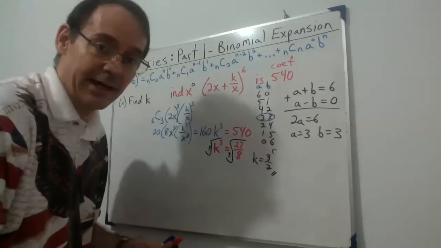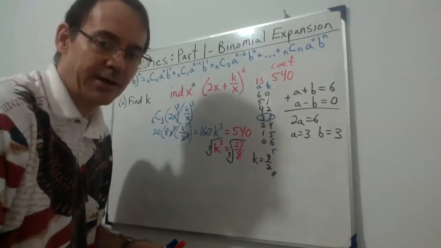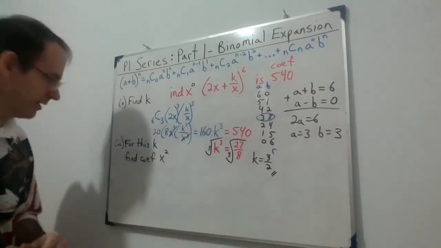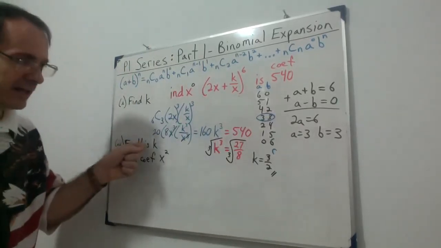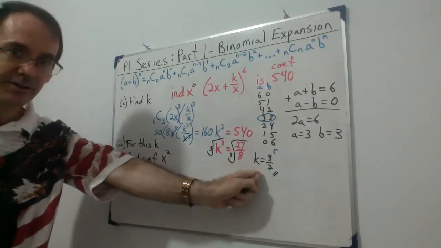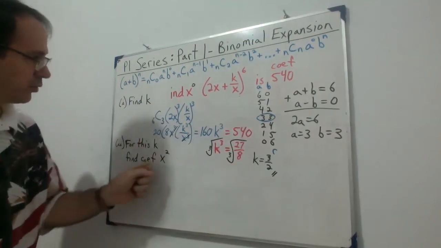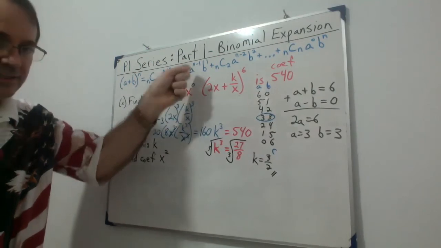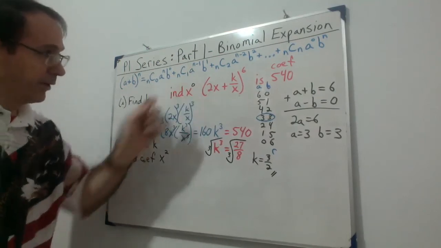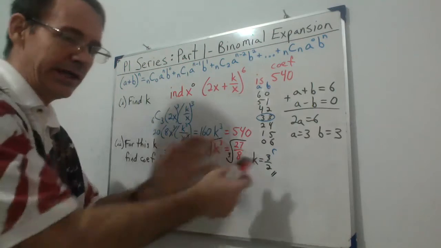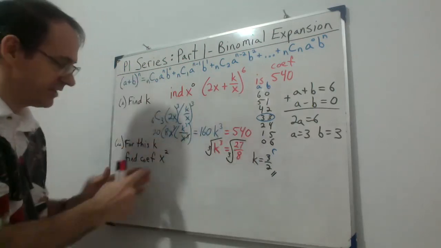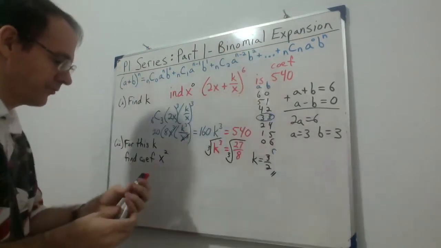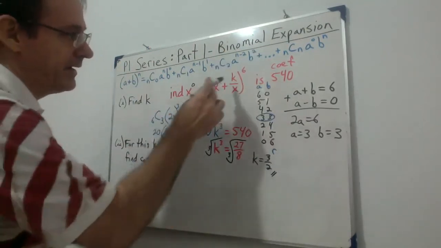K equals 3 halves. So let me put the second part on. The second part of the question says, for this value of k, meaning the 3 halves, find the coefficient of x squared. So up here, we had x to the 0, but we didn't have k. Now we have k, but we're going to change this to x squared. So we need to do this over again.